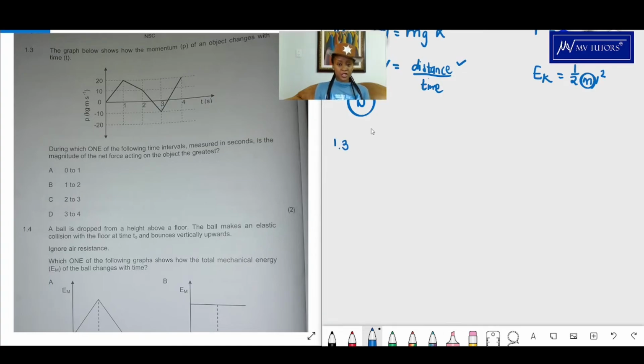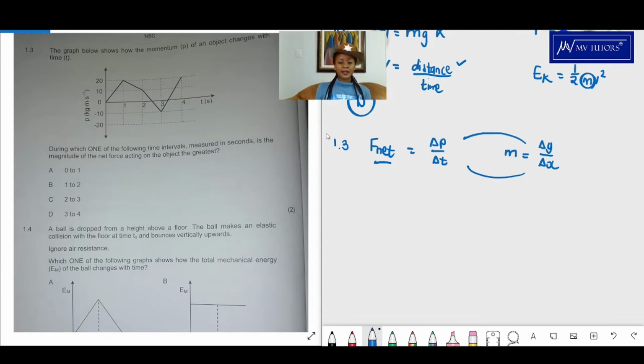If you look at your formula sheet, there is an equation there that talks about the net force, and that net force being impulse, because change in momentum is impulse, so it'll be impulse over the change in time. If you have a look at this equation, it's like getting the gradient. Remember gradient, change in y over change in x. Change in p is on your y-axis, and change in t is on your x-axis. So if you want to know, looking at the graph, where the net force is the greatest, it is where you have your steepest slope.